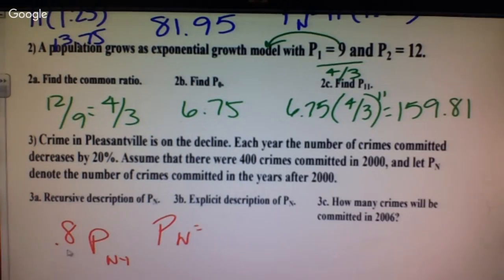We use 400? Mm-hmm. So we got 400. Because I got confused, it said let P n denote the number of crimes committed after. Yeah. They want the answer that you get when you plug it in. Why does your board seem off? Because it's always off. Hey, sorry.